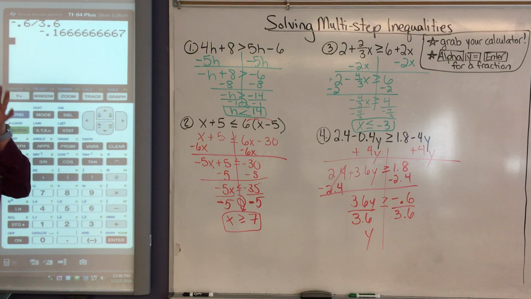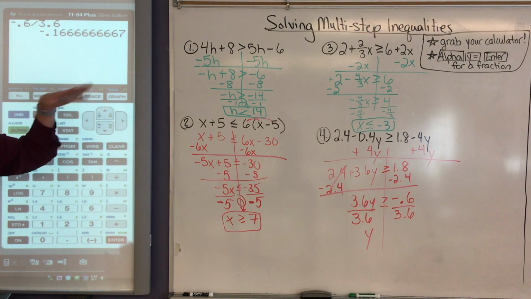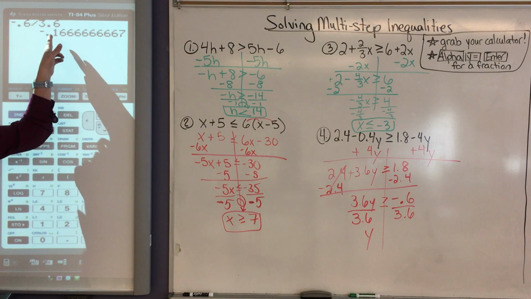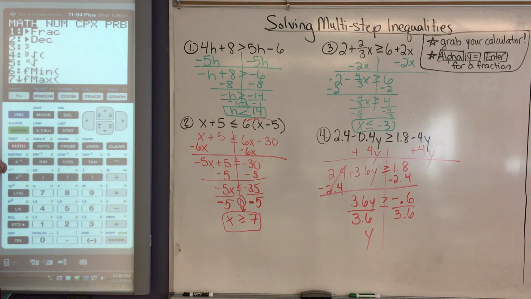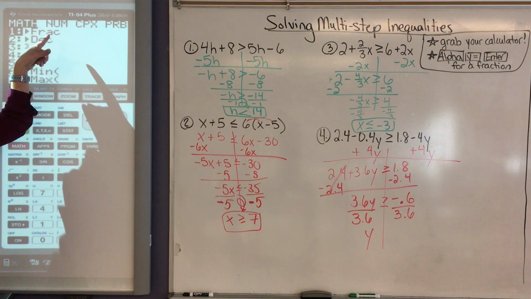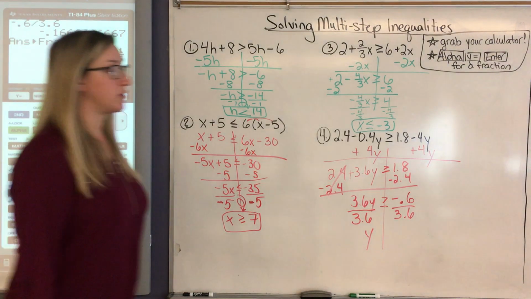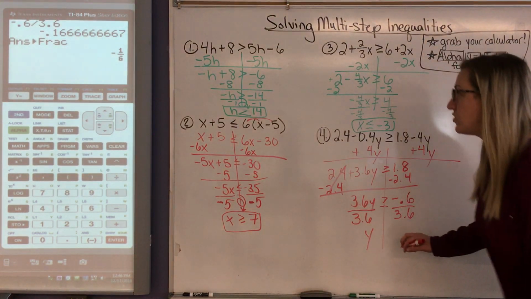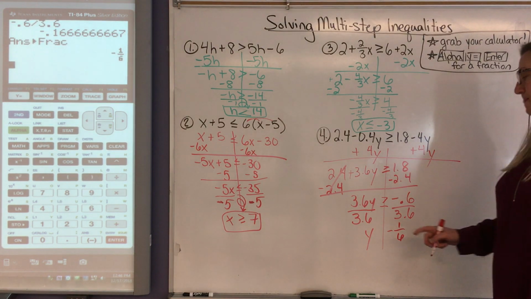I don't really want to write a decimal like this. Instead, I would rather this be a fraction, and I can tell it's going to be a fraction because do you see how the 6's repeat over and over? So I can press math, see the arrow that points to a fraction, enter, enter, and it will convert my decimal into a fraction for us. So I wind up with negative 1 over 6.